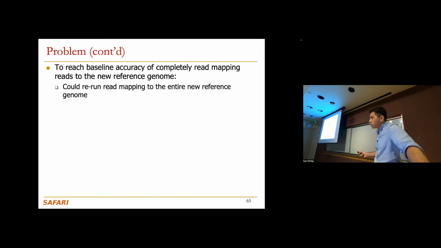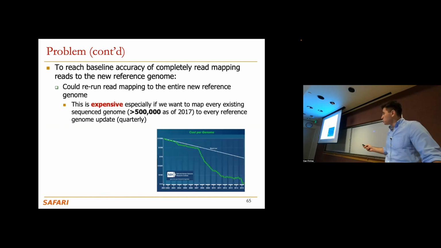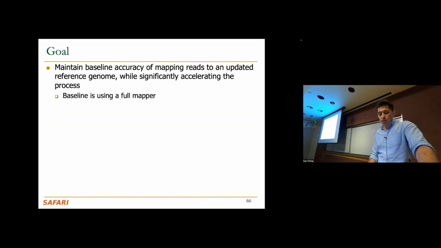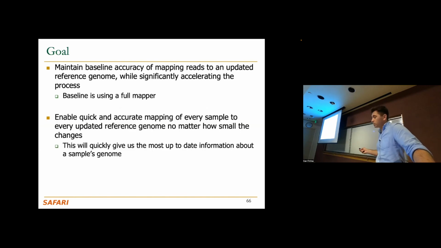If you wanted to reach the baseline accuracy, which would be mapping all reads again to the new reference genome, we could rerun the read mapping to the entire reference genome. But this is really expensive, as we discussed earlier, because there are many sequencing reads and reference genomes that we generate every day. So our goal is to maintain the baseline accuracy of mapping reads to an updated reference genome while significantly accelerating the process.